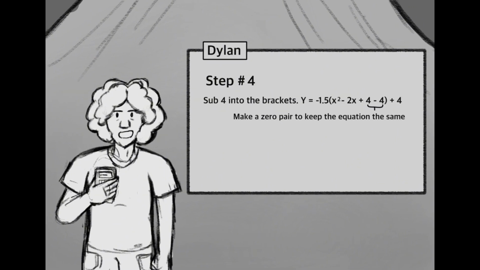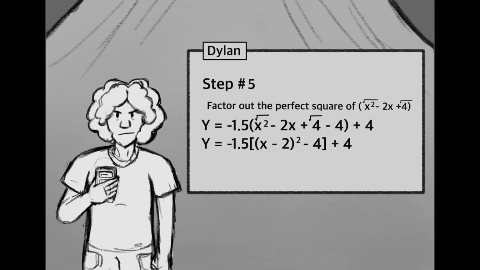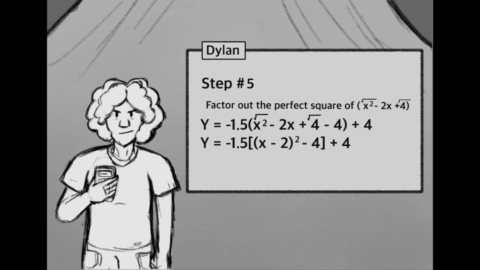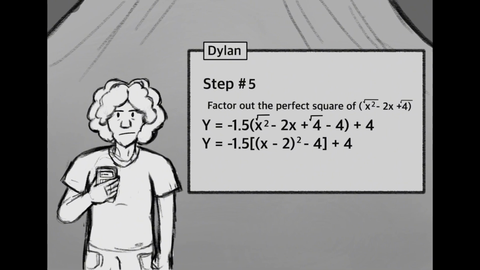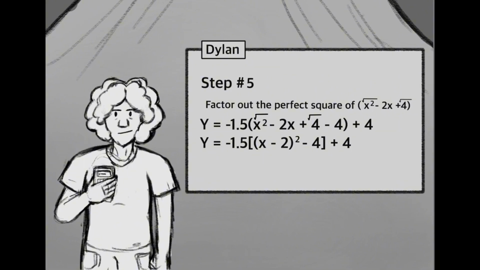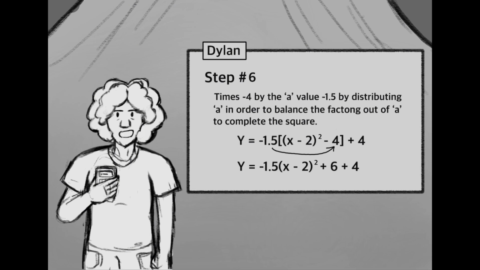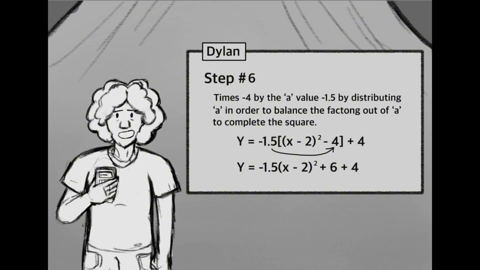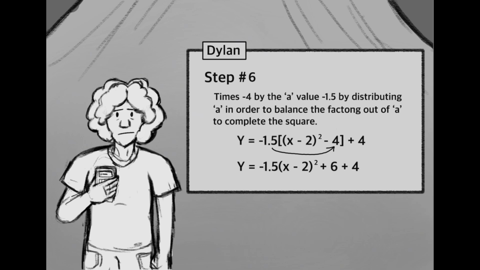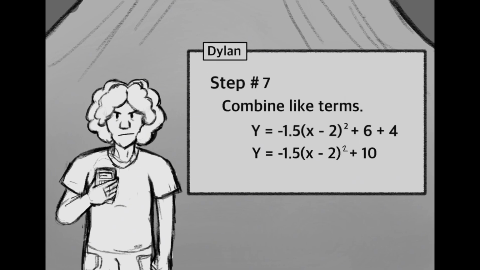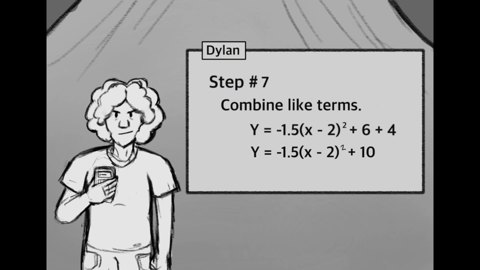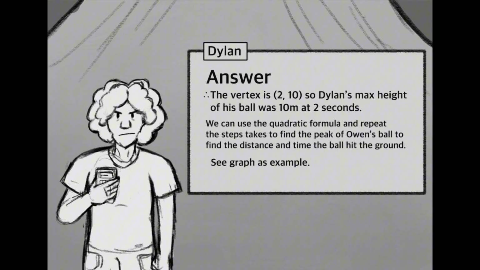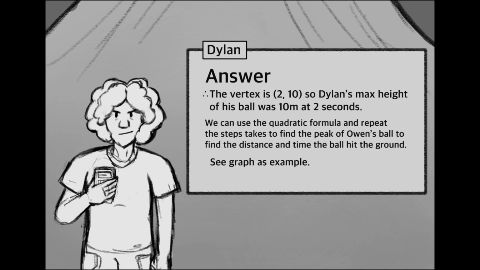Add it into the bracket. Make a zero pair to keep the equation the same. Factor out the perfect square of x squared minus 2x plus 4. Multiply the 4 by the a value, minus 1.5, by distributing a in order to balance the factoring out of a to complete the square. Combine like terms. Answer is y equals negative 1.5 times the bracket x minus 2 squared plus 10, so Dylan's maximum height of the ball was 10 meters at 2 seconds.